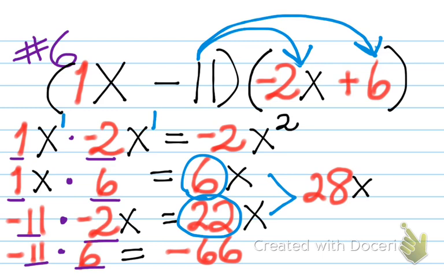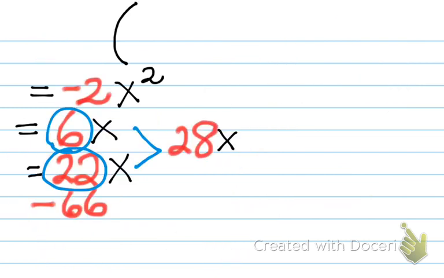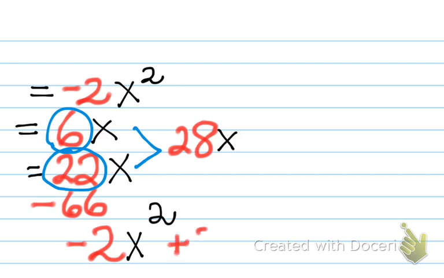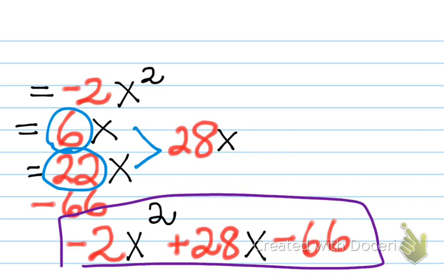So let's copy and then paste and write this on a line. So we have as our final answer negative 2x squared plus 28x, which is positive, so we have to keep the plus sign, and then the negative 66 is last. And here is my final answer.